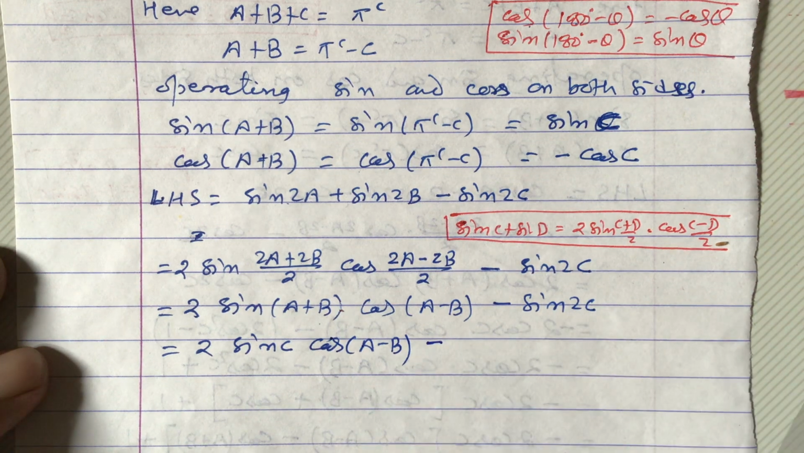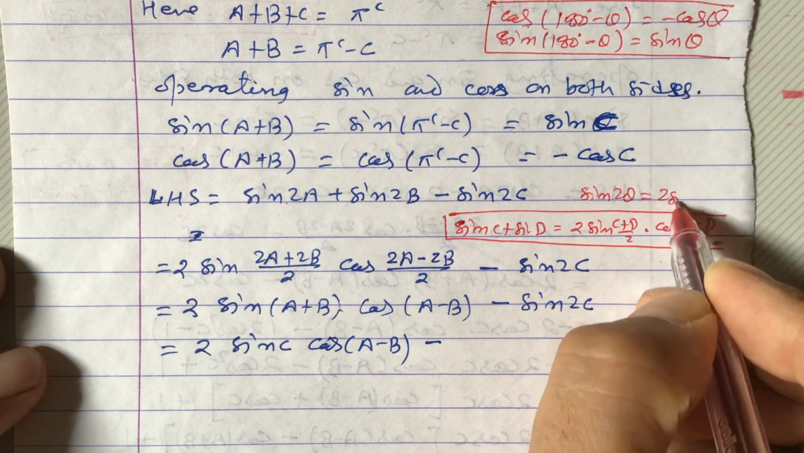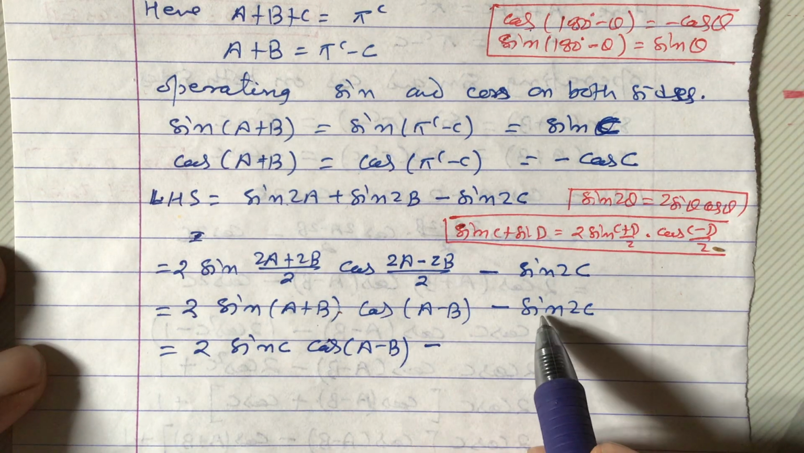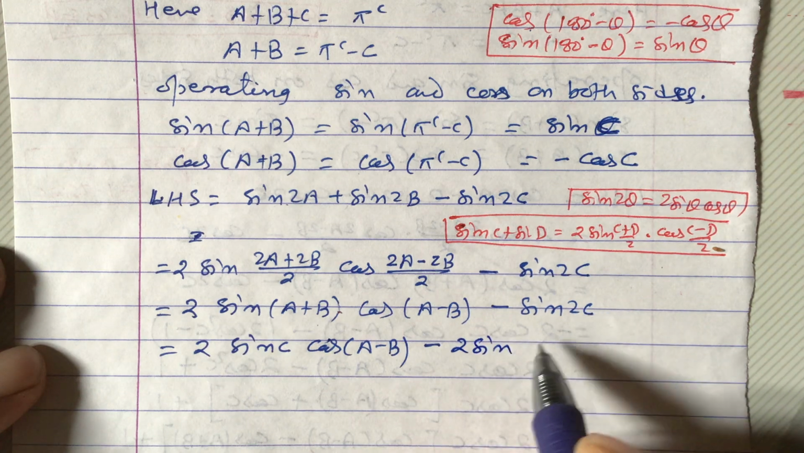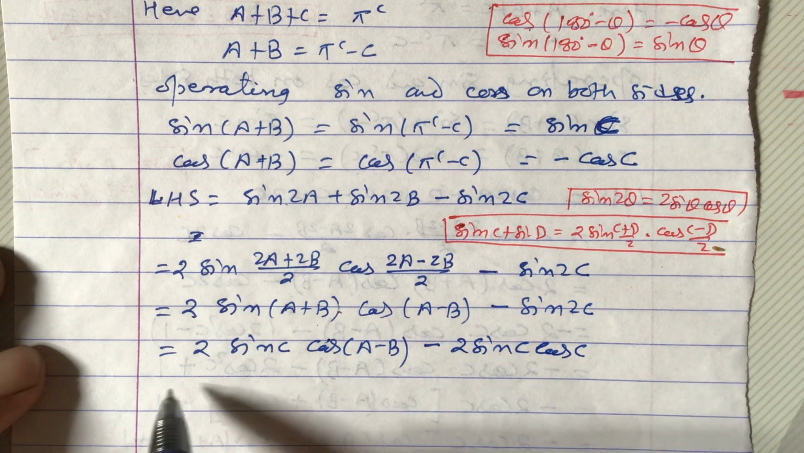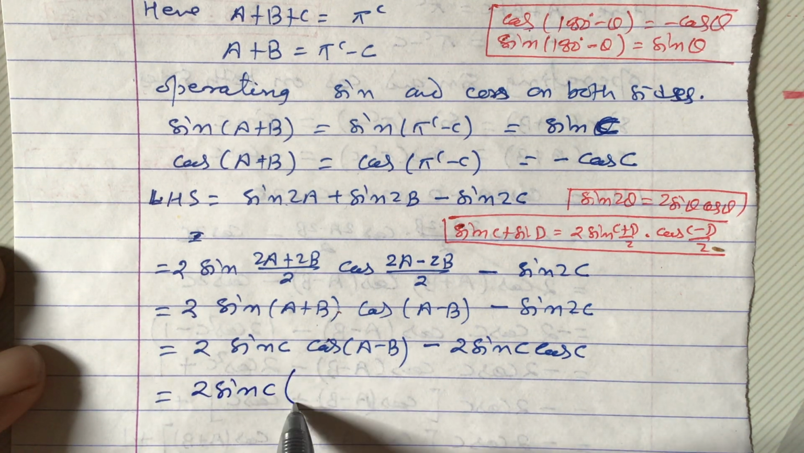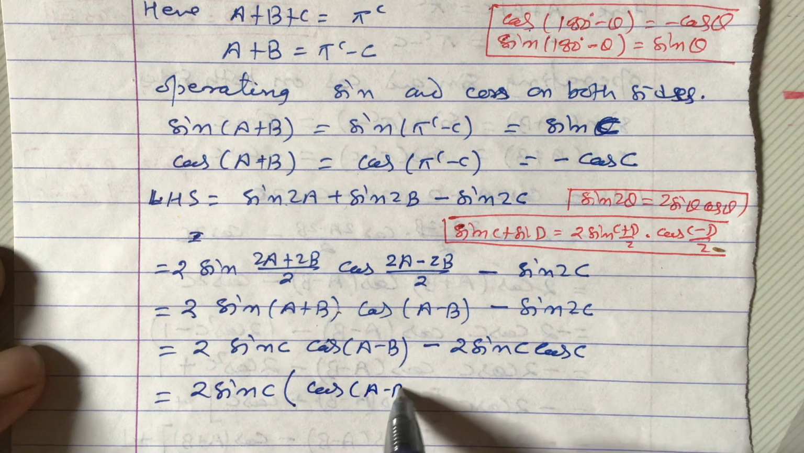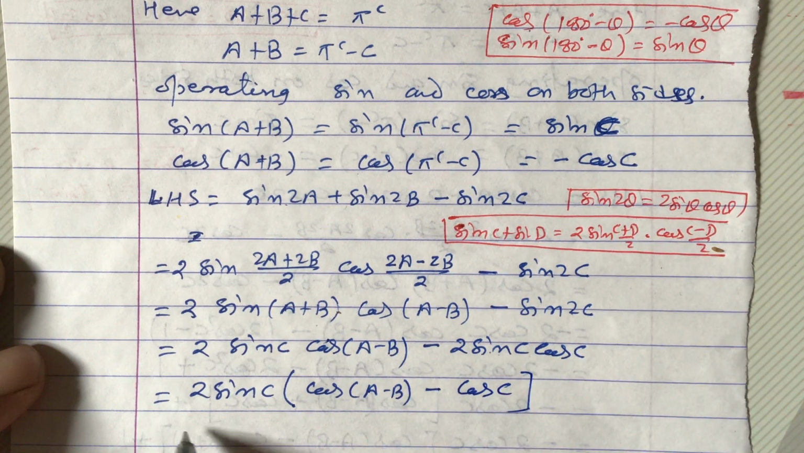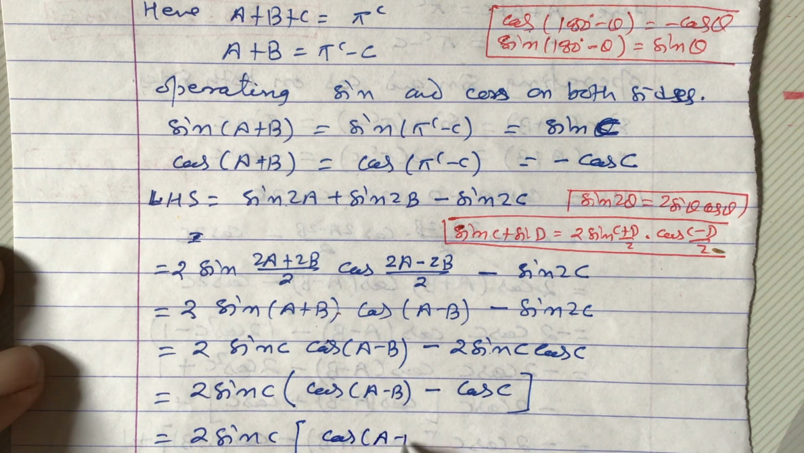Minus, now sine 2c. Now the sine 2 theta formula also we have learned like this: sine 2 theta is equals to 2 sine theta cos theta. So if you apply this formula here, sine 2c is 2 sine c cos c. Okay, now we can take common 2 sine c. So we will get here cos a minus b, and then minus, 2 sine c is common, we will get only cos c, like this. This is equals to 2 sine c as it is. cos a minus b also as it is, we can write.